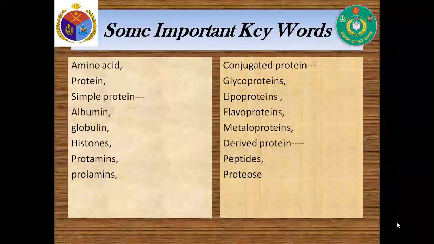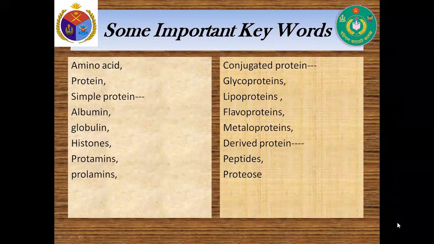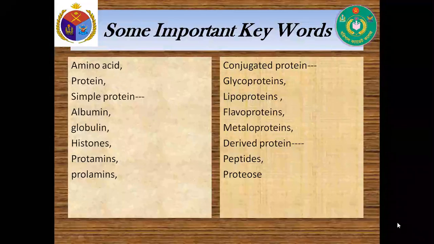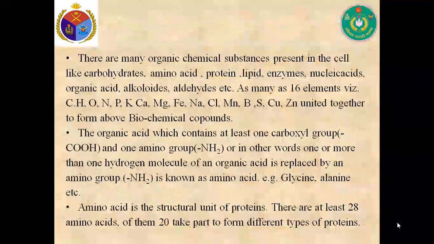Now, some important keywords. Amino acid, protein, simple protein like albumin, globulin, histones, protamines, prolamines. Now, conjugated protein like glycoprotein, lipoprotein, flavoprotein, metalloprotein, derived protein like peptides and protease.